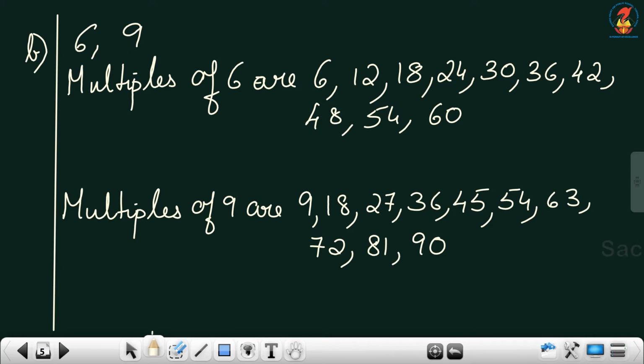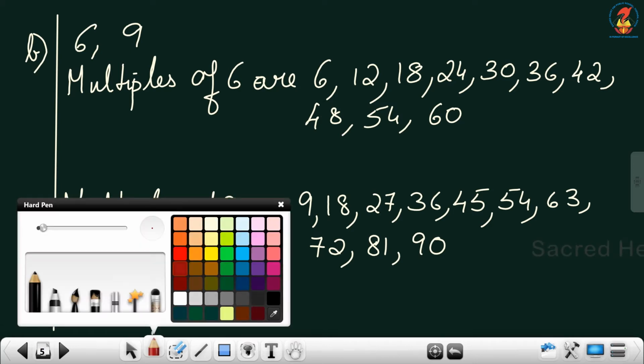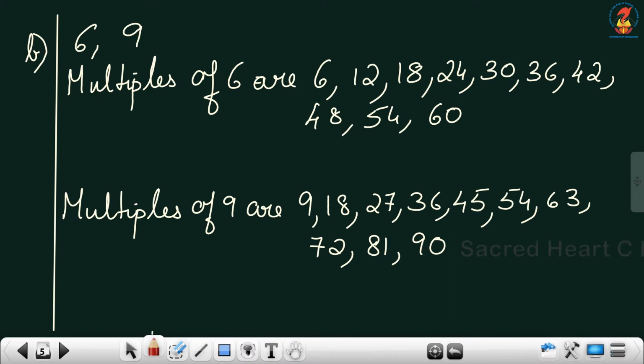So, we will find out the common multiples now. I need first 5. Which is the first one, children? Yes, you can see 18 is the first one. Then, which is the next one, children? You can see 36 is the next one. Then, which is the next one? 54 is the next one.